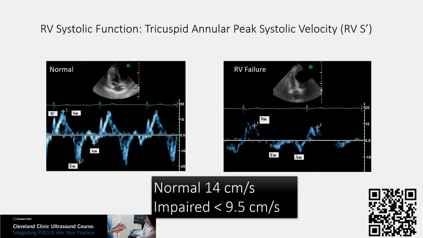Here you can see an example of an apical 4-chamber view or RV focused view, where we are putting the tissue Doppler right at the lateral tricuspid annulus. We look at the motion of the lateral tricuspid annulus during systole, and we measure the peak systolic velocity. A normal value is 14 centimeter per second, so it's a velocity. Impaired is when it's less than 9.5 centimeter per second.